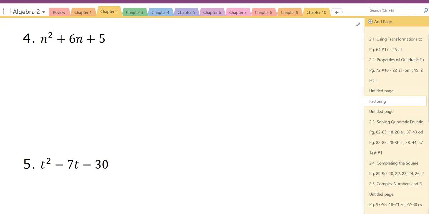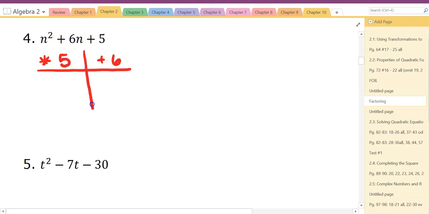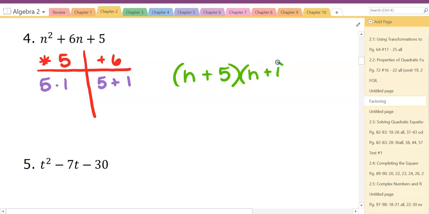All right. For number 4, I need two numbers that multiply to 5 and they add to 6. Anyone have those numbers? 5 and 1. So 5 times 1 is 5. 5 plus 1 would be 6. So we would have n plus 5, n plus 1.